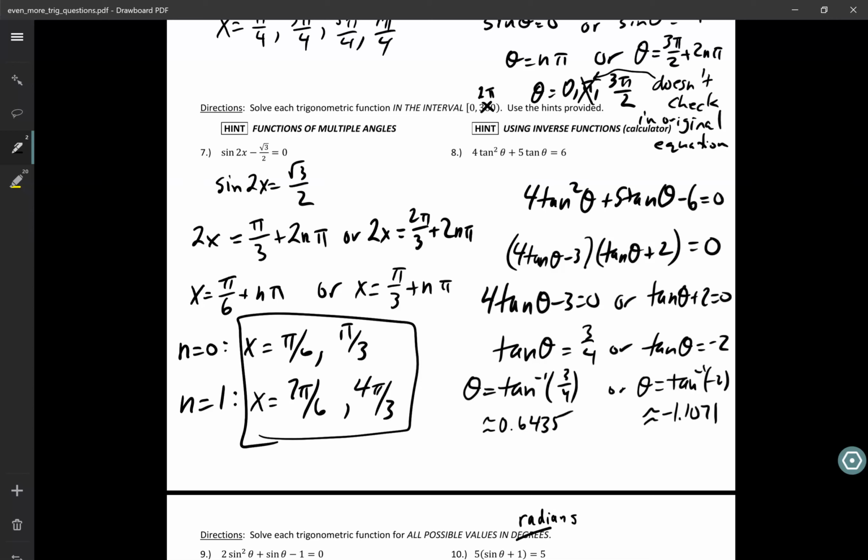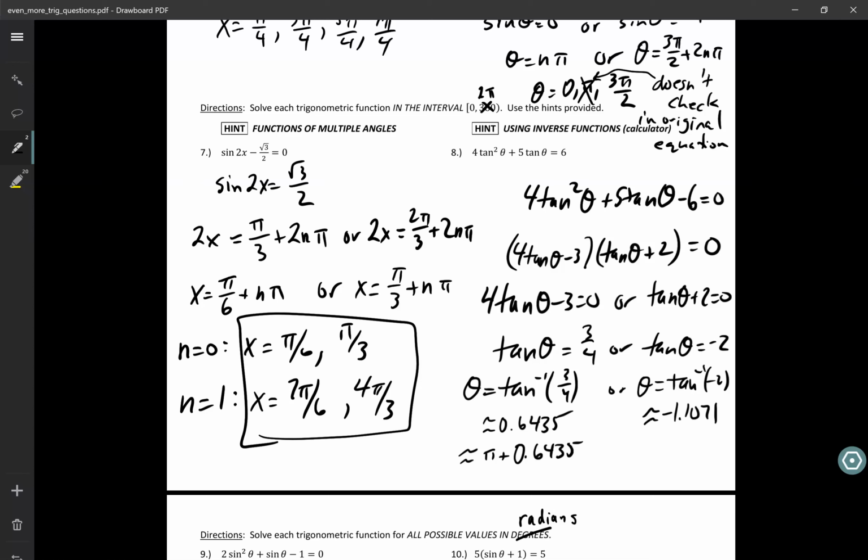This problem asks for all solutions in the interval from 0 to 2 pi. This gives me one that's between 0 and 2 pi. It's in quadrant 1. We also need the one that's in quadrant 3. So the other one would be pi plus that. Remember, we have to find it in quadrant 3 because tangent is positive in quadrant 1 and quadrant 3. When we do the inverse tangent, it only gives us an angle in quadrant 1. So to get the one in quadrant 3, we need to add a pi to it.